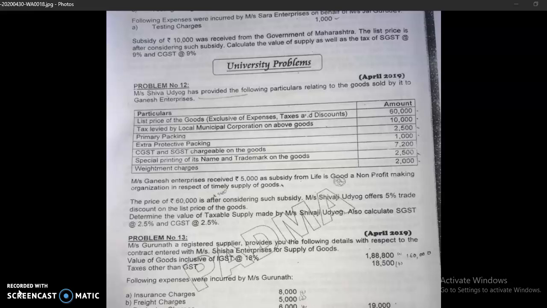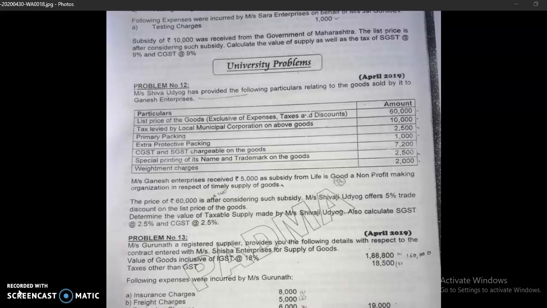Then see the next one, CGST and HGST chargeable on the goods. So will this value come? No. Because for calculating the value of supply, we are not going to consider the CGST, HGST, IGST, UTGST or GST cess. Then special printing of the name and trademark on the goods. Again, this is a special demand made by the receiver of the goods. So again the charges will be added to the value of supply. Then wetment charges, yes.